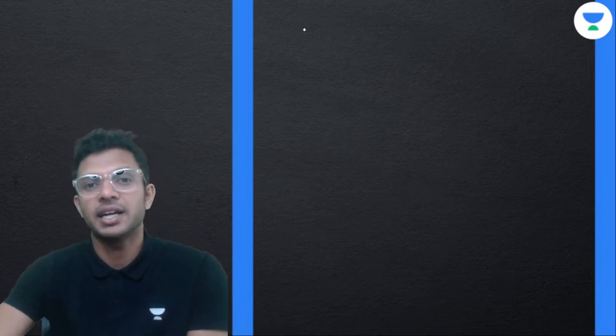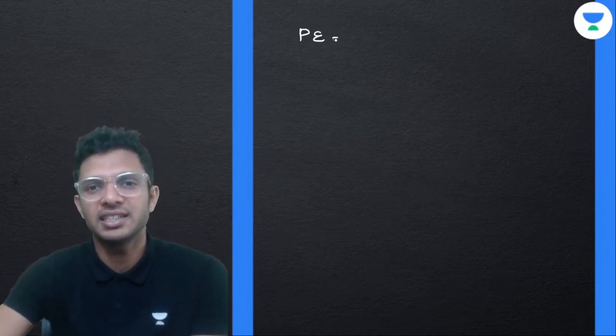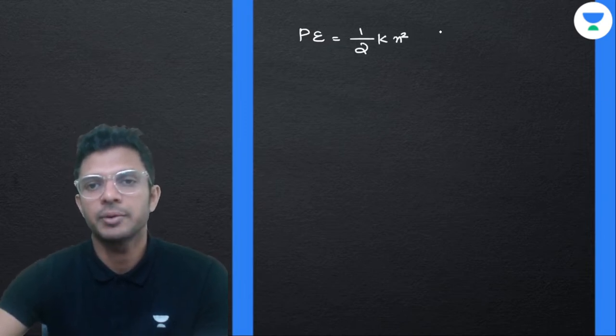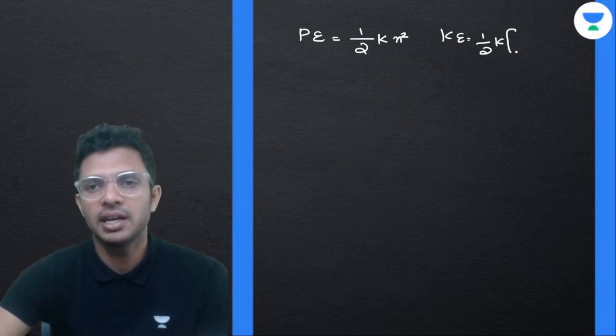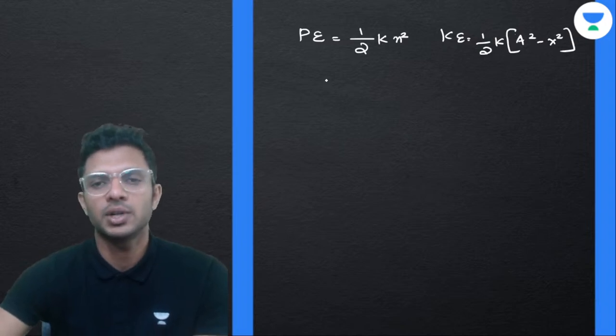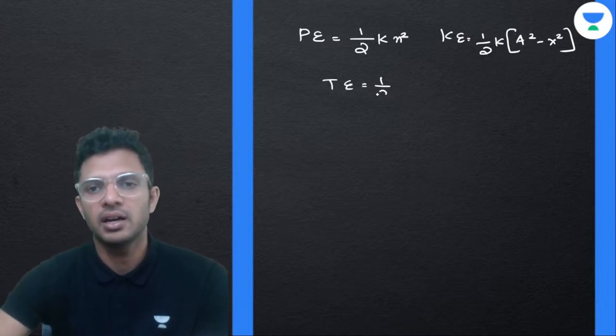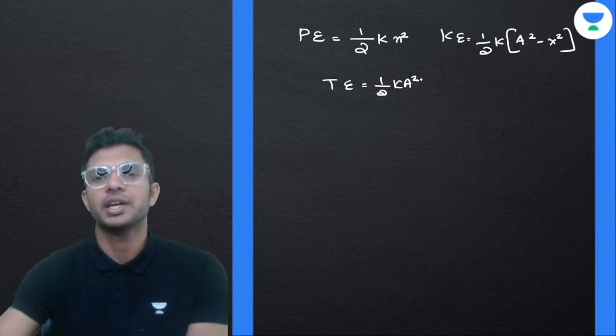देख ले, starting from potential energy, formula क्या है? Half k x square. Kinetic energy formula, half k inside the bracket a square minus x square. And total energy, half k a square.